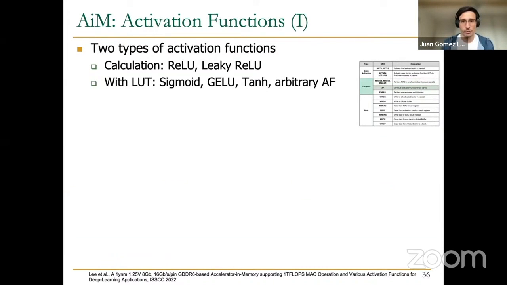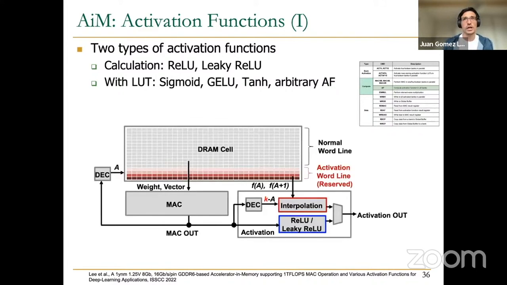Okay, so now we are approaching the end. Now let's talk about the activation functions. As I said, it's also one interesting innovation of this architecture compared to the previous ones, because it provides different types of activation functions. In particular, there are 2 types, and for each of the types, there are several possible activation functions. The 2 different types are, first of all, those that can be calculated, like ReLU and leaky ReLU, and the second type are those that are based on the use of lookup tables.